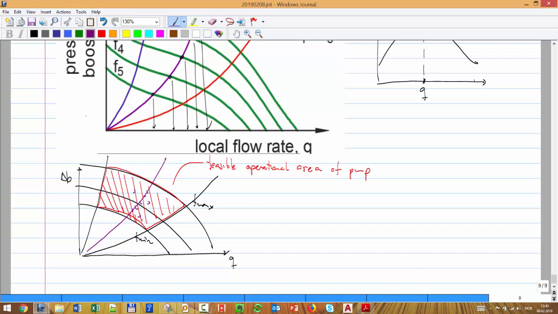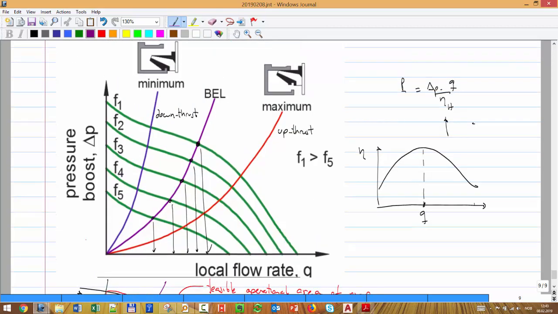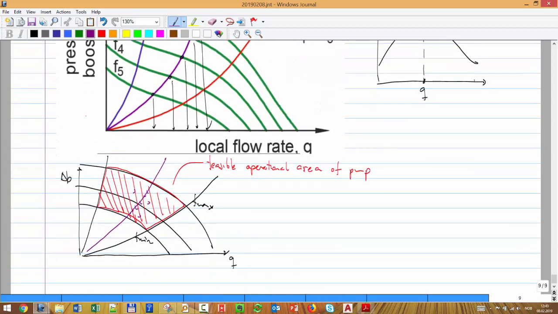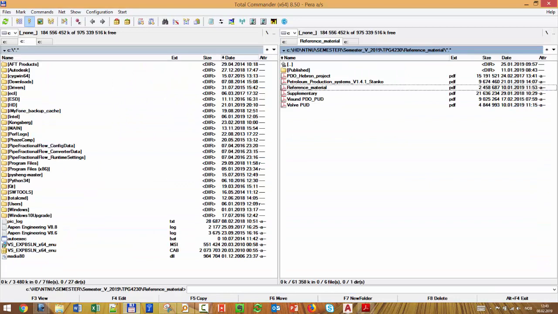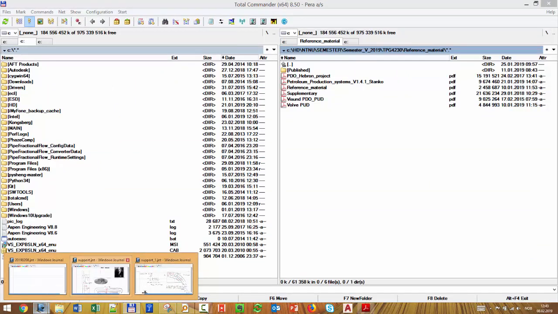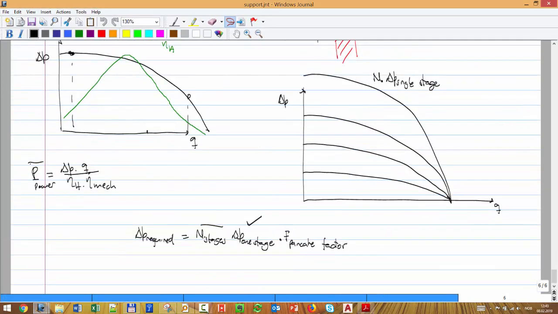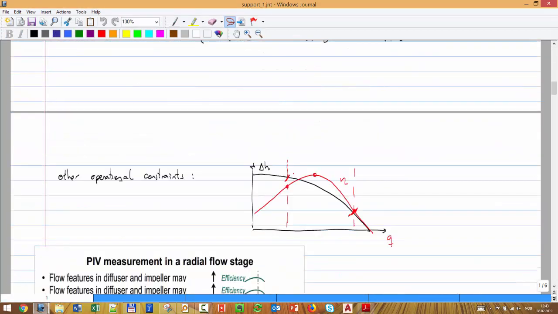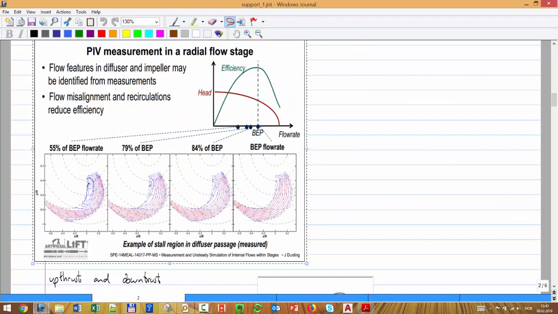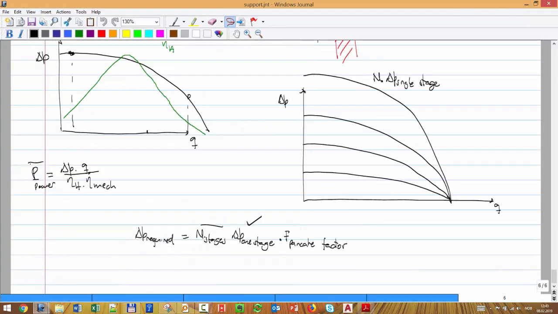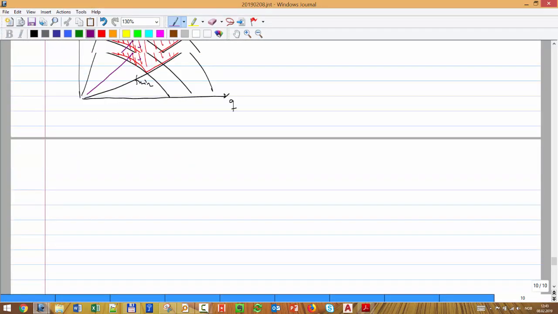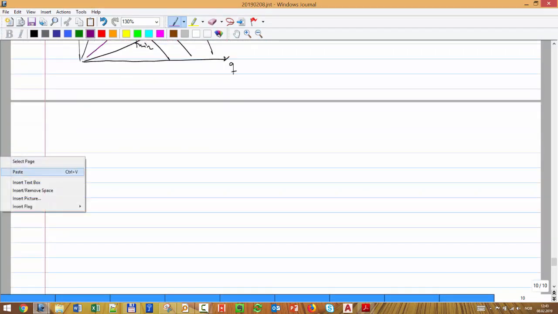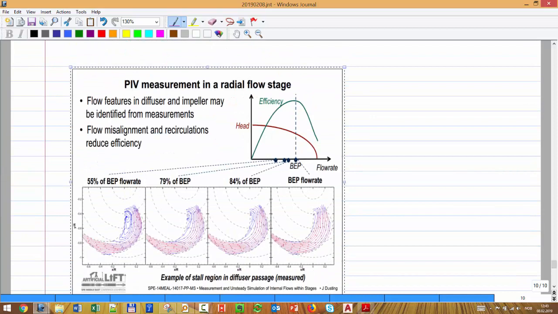I just want to show you another reason why you want to be between a minimum and a maximum, which is because of efficiency. I think that's a very nice figure. Here is the reference to that presentation, but that was actually measurements. Those are what people managed to measure.